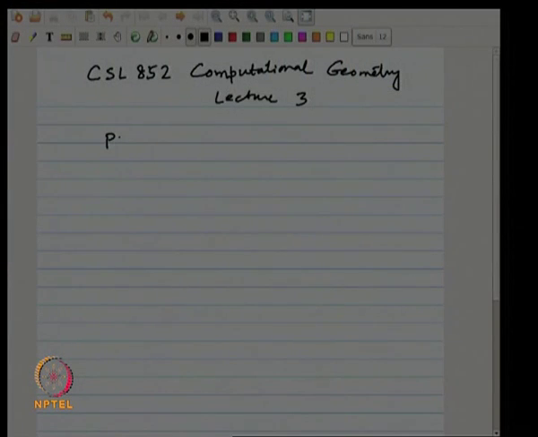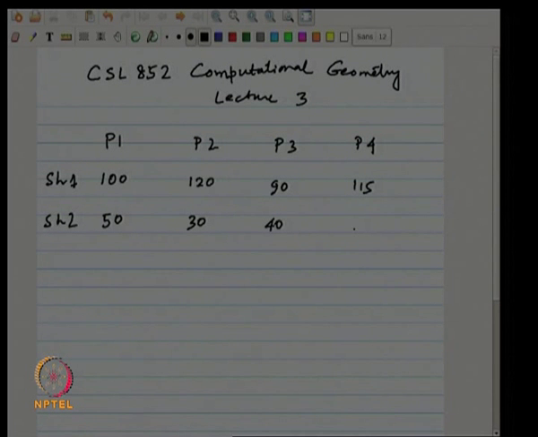Okay. Let me give you an example. Suppose there are four persons, P1, P2, P3, P4, and only two kinds of shares, share 1 and share 2. Person 1 owns, let us say, 100 shares of type 1 and 50 shares of type 2. Person 2 owns maybe 120 shares of type 1 and 30 shares of type 2. Person 3 owns 90 shares of type 1 and 40 shares of type 2. Person 4 owns 115 shares of type 1 and 20 shares of type 2.